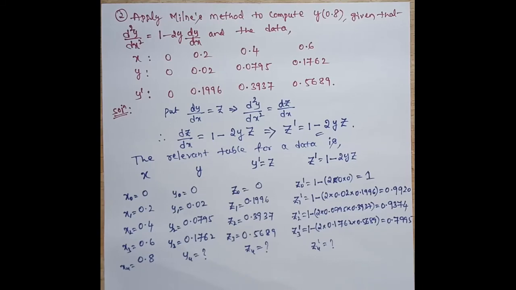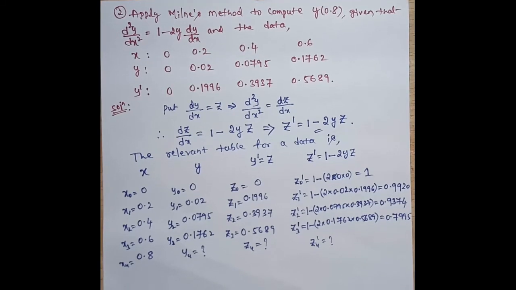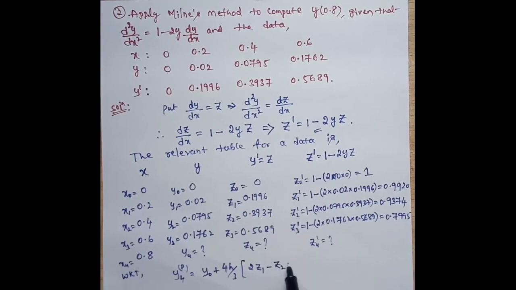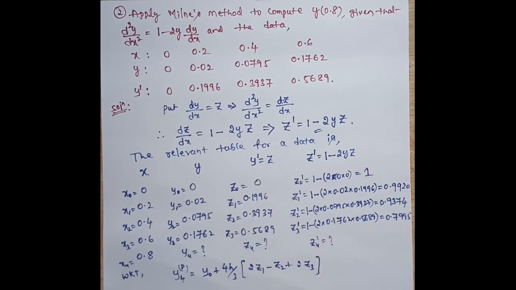So once we get this, we can go for the second step. The second step is the calculation of the predictor value. Let us apply Milne's predictor formula and find y4 dash. So now we know that y4p, the predictor value. What is the formula of y4p, the predictor formula? It is y0 plus 4h by 3 into 2z1 minus z2 plus 2z3. So this is Milne's predictor formula.